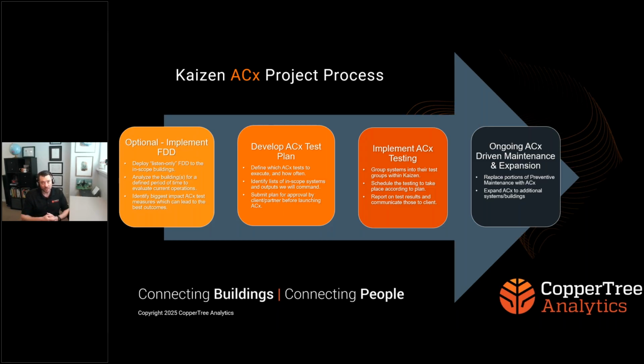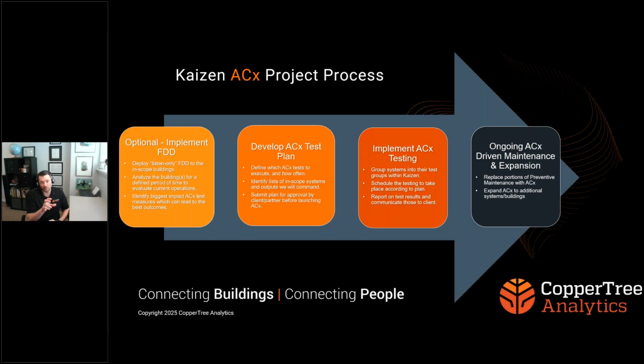In the case of a building that doesn't have that, if you want to start with ACX, that is also okay. However, you only get the ACX testing, and you wouldn't have visibility necessarily into the primary equipment performance, which is available through FDD. So you'd see the faults at the zone or the secondary equipment level, not necessarily at the primary equipment. So what we would do is deploy FDD first, if not already deployed, optionally.